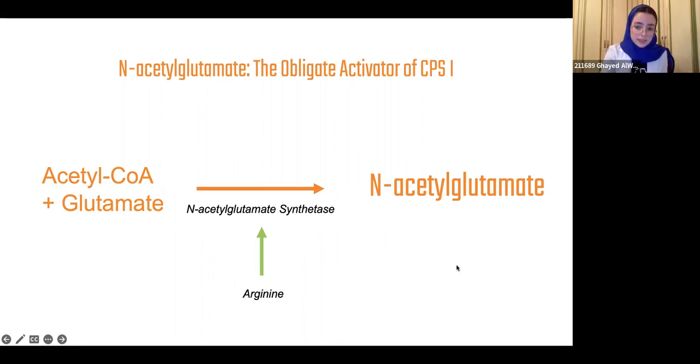So to make N-acetyl glutamate, you have acetyl-CoA and you have glutamate, right? The two parts of the final product. And to synthesize it, the enzyme is called N-acetyl glutamate synthetase. And this enzyme relies on arginine. So you could get an MCQ like, what product relies on arginine to be synthesized, or something like that. And so you would choose N-acetyl glutamate. Does that make sense? Any questions?